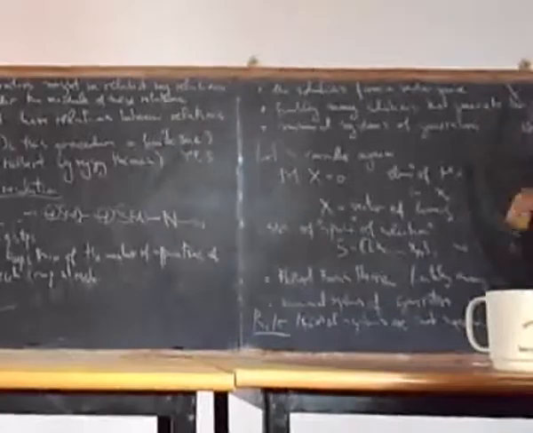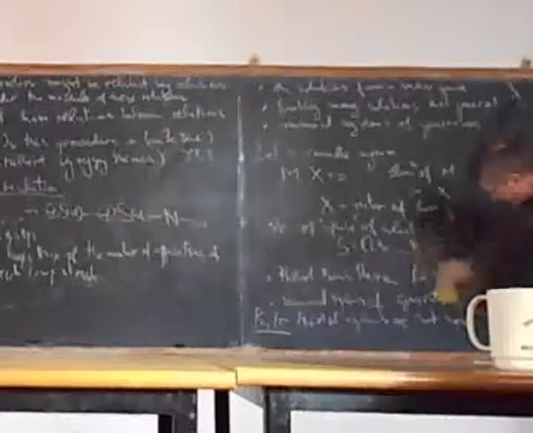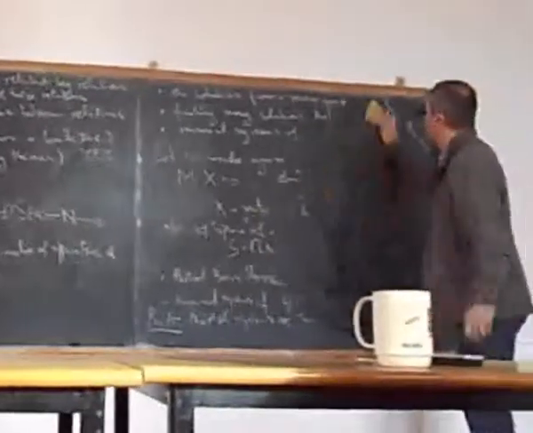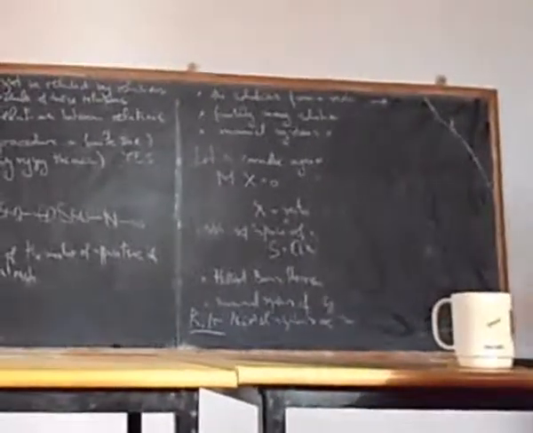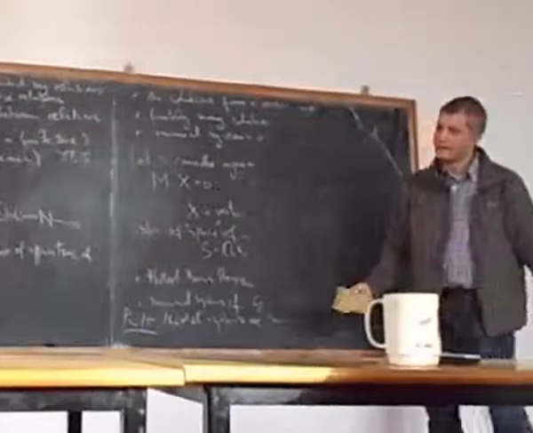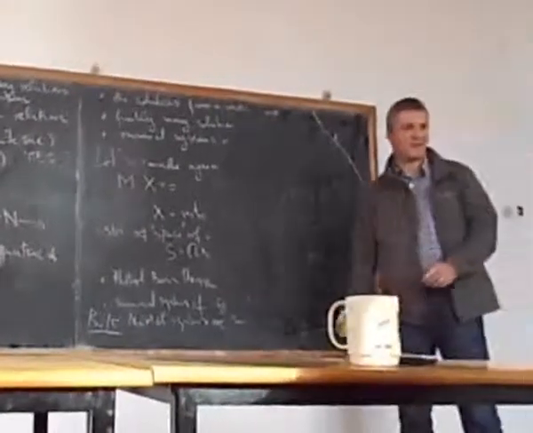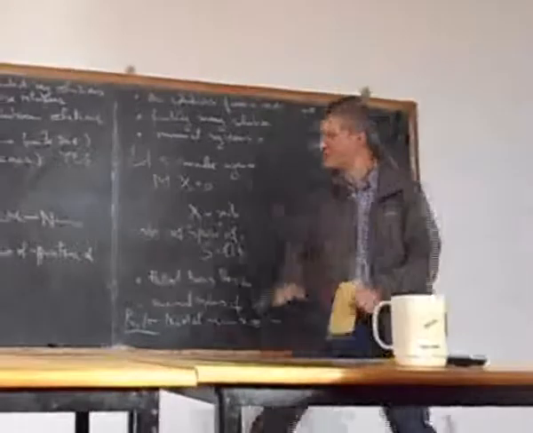Okay. So this is a general theory. Why do you put S minus D? S is the ring of polynomials. And why minus D? Is it degree minus D? Yeah, degree minus D.